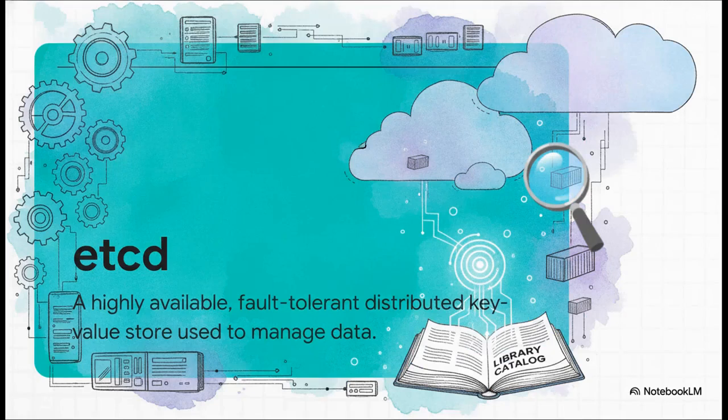So at its core, etcd is a distributed key value store. It's engineered from the ground up to be highly available and completely fault-tolerant. Listen, in cloud orchestration, you literally cannot afford for your library catalog to just disappear. etcd ensures that even if parts of your system suddenly crash or go offline, the critical data required to keep everything running remains completely reliable and instantly accessible.